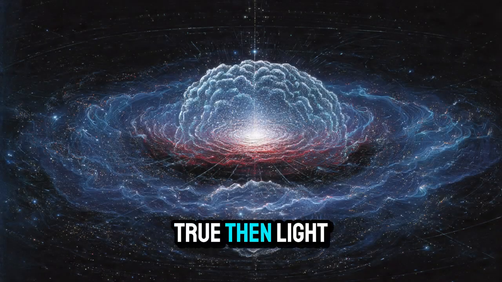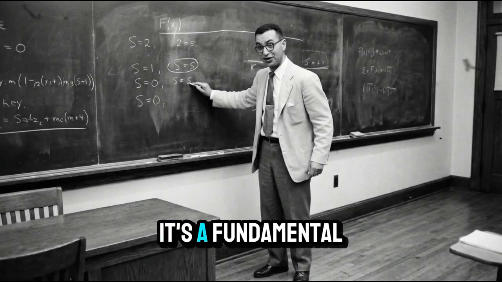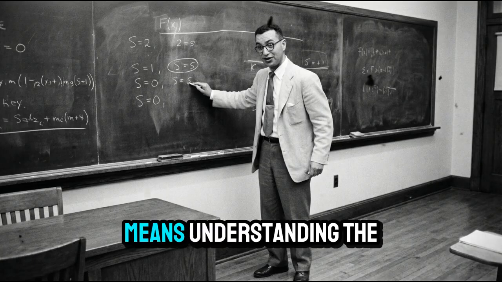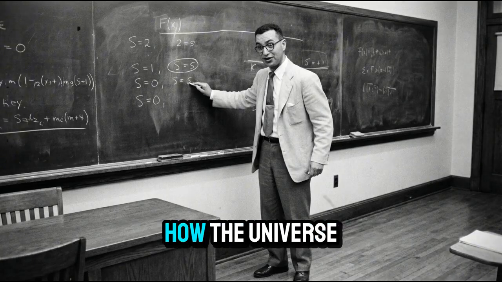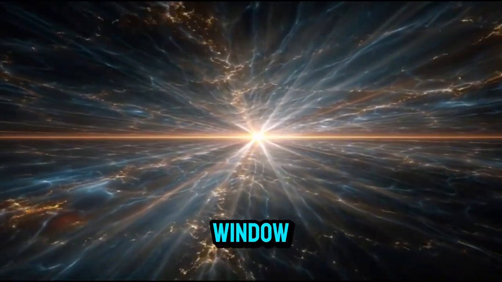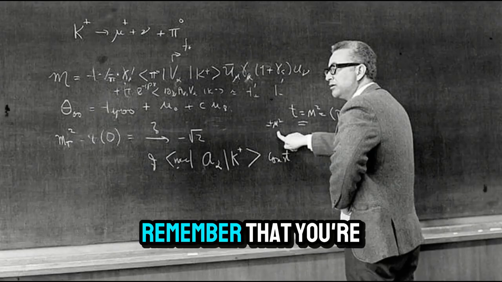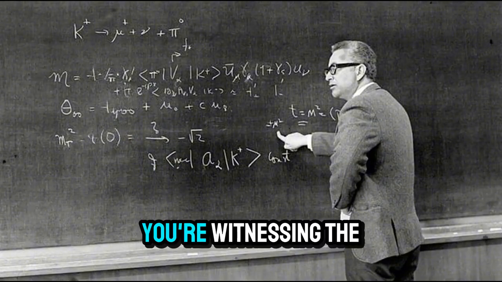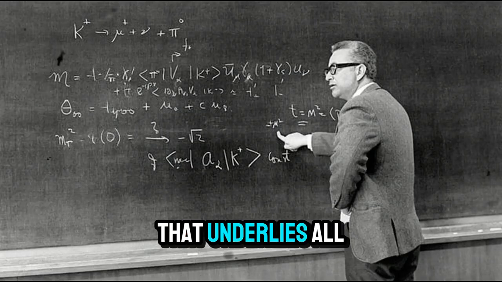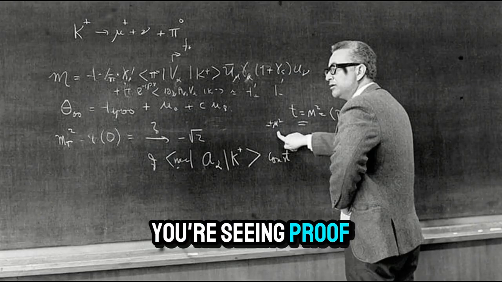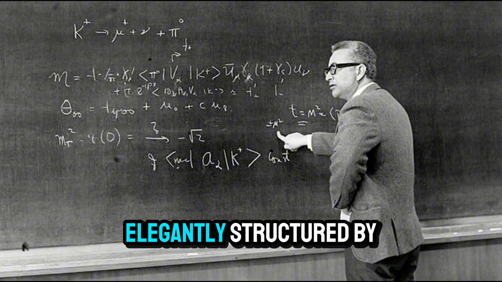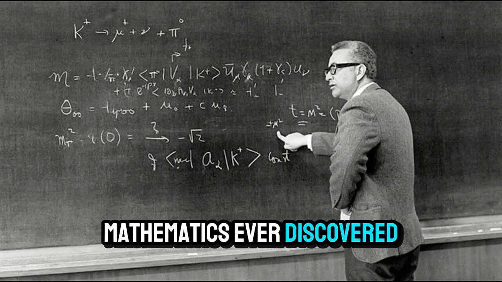If this is true, then light isn't just electromagnetic radiation. It's a fundamental feature of how information moves through reality. And understanding light fully means understanding the deepest principles of how the universe organizes and maintains itself. The next time you see sunlight streaming through a window or starlight twinkling in the night sky, remember that you're not just seeing reflected photons. You're witnessing the visible manifestation of gauge symmetry, the mathematical principle that underlies all of existence. You're seeing proof that the universe is not a collection of separate objects, but a unified information system, elegantly structured by the most beautiful mathematics ever discovered.